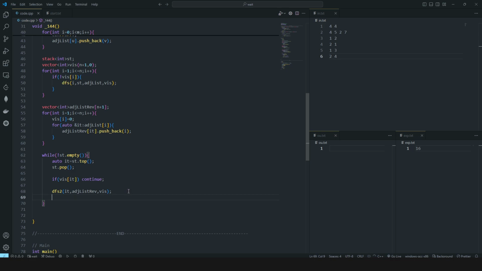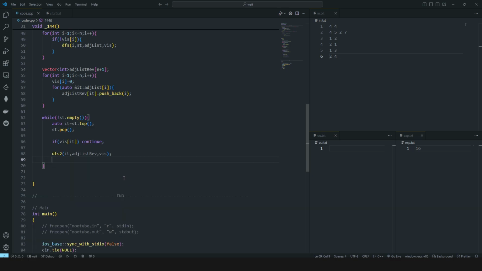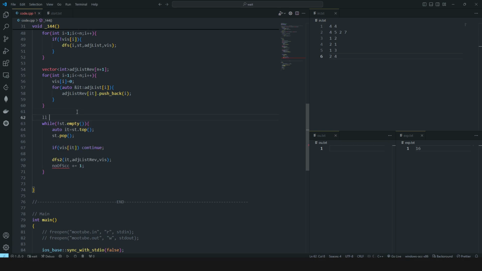After this DFS2 function returns, whatever number of times this DFS2 function will be called, it means that that number of SCCs are present in the graph. So I will increase the count of number of SCCs by 1, right? Let me initialize it here. Number of SCC present initially is 0. So after each DFS2 call, I will be incrementing it by 1.